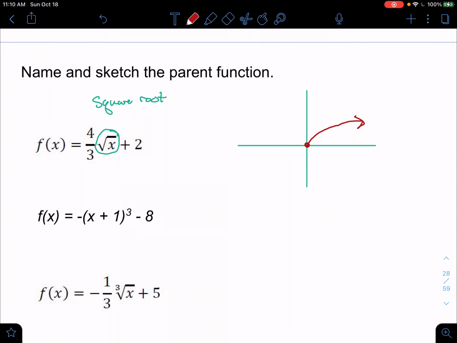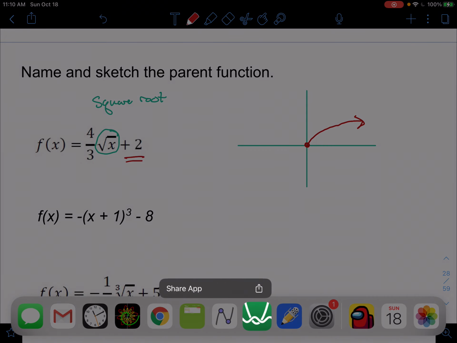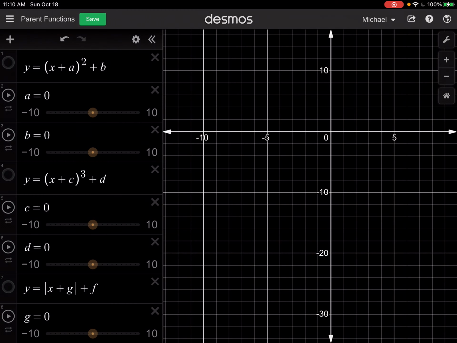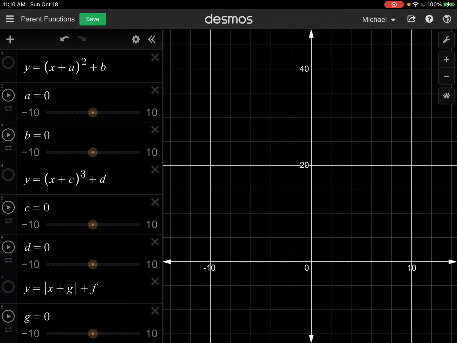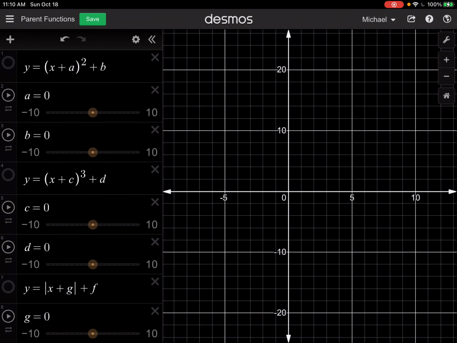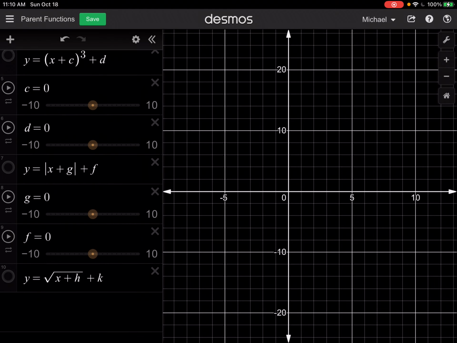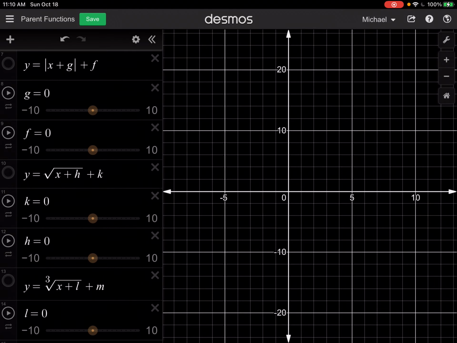Now, the question becomes, well, what does this plus 2 really do to the graph? And to look at that, I want to switch apps here and look at Desmos. So Desmos is just a graphing app, and I've gone through and put in all the graphs that we were going to be talking about today. And I want to primarily look at these graphs through the lens of what adding a number in certain places does to affect it. So the one we're looking at right now is actually the square root.